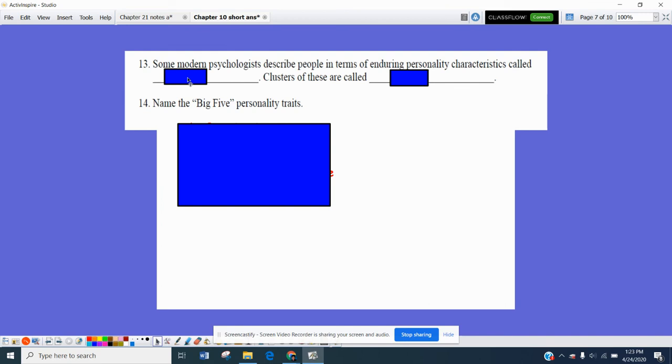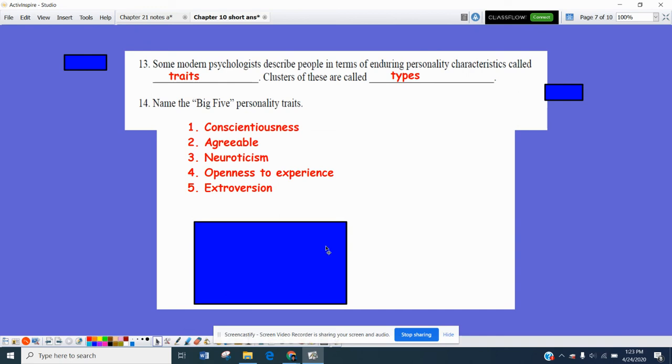Number 13, some modern psychologists describe people in terms of enduring personality characteristics called traits. These clusters of traits are simply known as types. Number 14, name the big 5 personality traits. And you could either use it in terms of OCEAN or CANOE. You have conscientiousness, agreeableness, neuroticism, that's like your anxiety, openness to experience, and extroversion.